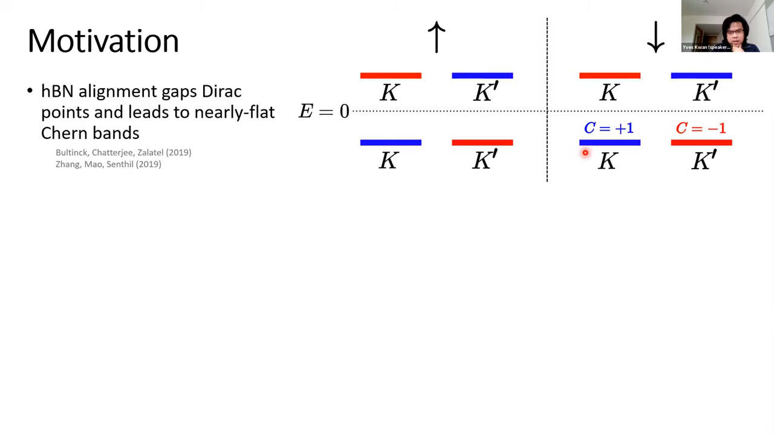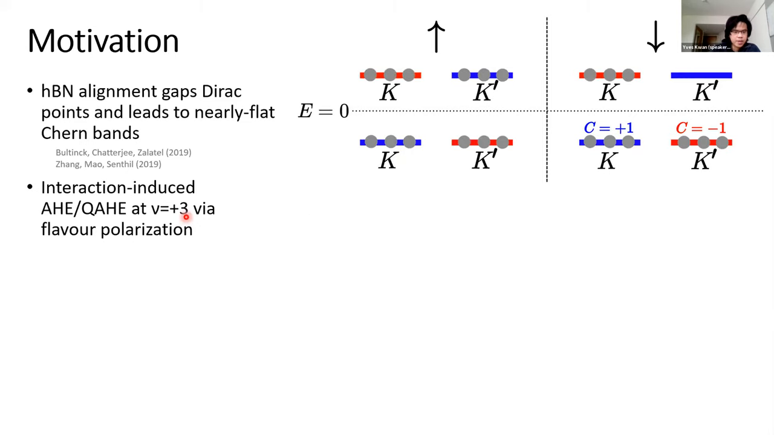I've also color-coded these bands. The point is that HBN can also open a topological gap. And so I've color-coded it blue if it's a Chern number 1 band and red if it's a Chern number -1 band. I'm going to work at a fixed electron filling. I'm actually going to focus on the commensurate filling of +3. So this means I have enough electrons to fill 7 of the 8 bands.